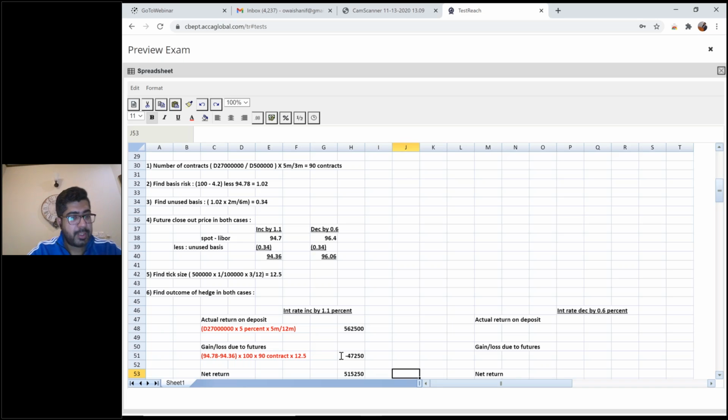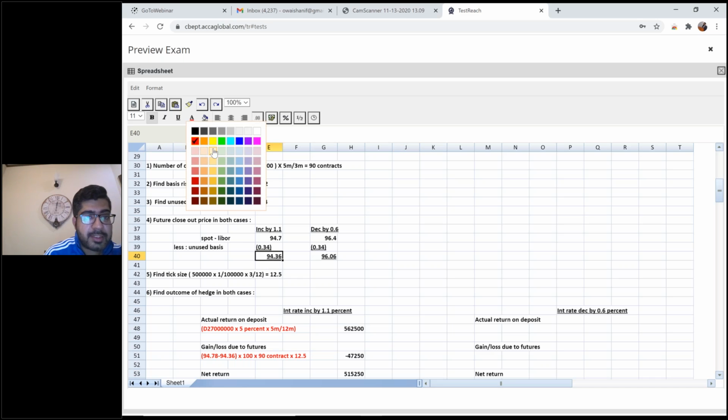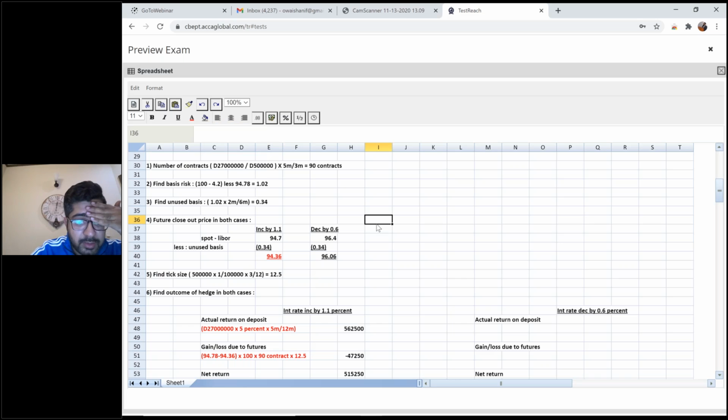I'm repeating. Actual return on deposit is easy: 27 million into rate of interest became 5.3, but I deposited 30 basis points less, into time period over. Gain loss due to futures is the difference in futures price 94.78 and the closeout price already calculated, 94.36. I just made it red. The difference between futures price and futures closure price into spot into contracts into tick.